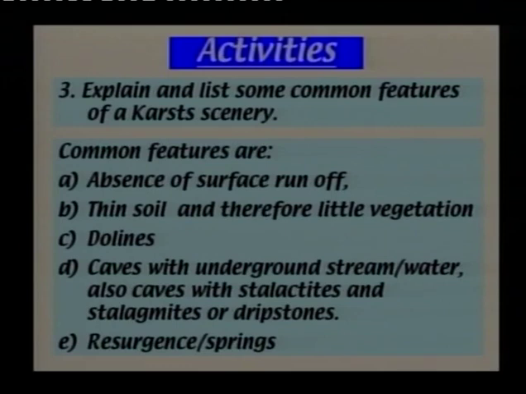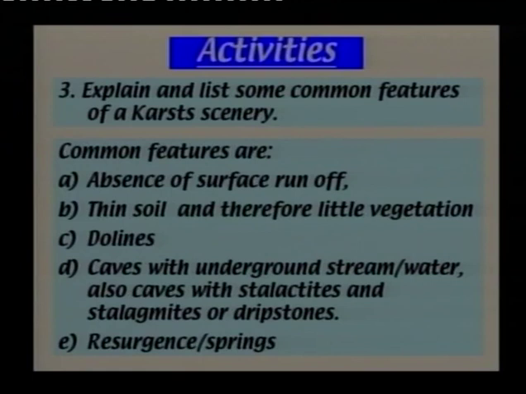The absence of surface runoff, correct. Thin soil and therefore little vegetation, correct. Caves was not mentioned, but we can include caves with underground stream or water, and also caves with stalactites and stalagmites or dripstones. He also mentioned the formation of swallow holes. Good. I have not got that as an answer on the monitor, but we can add that as F, swallow holes, which are common in such areas, the karst scenery.